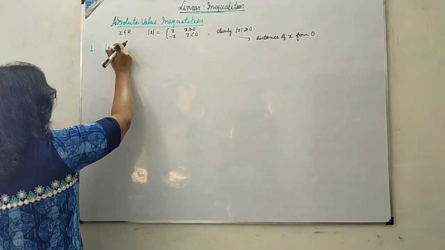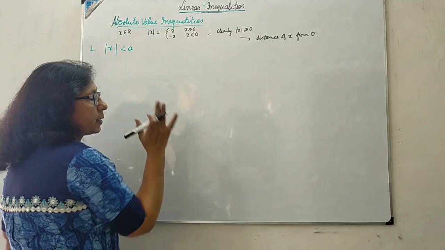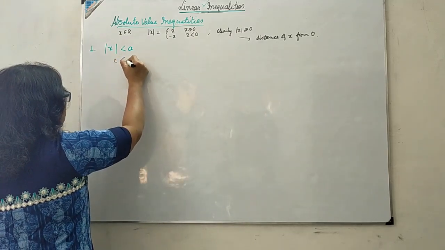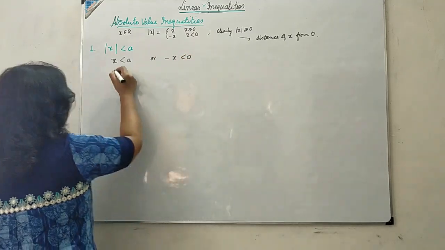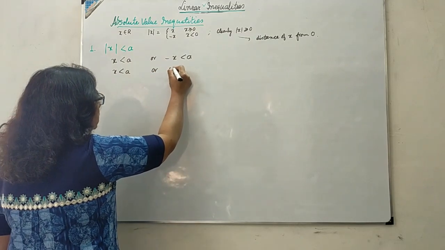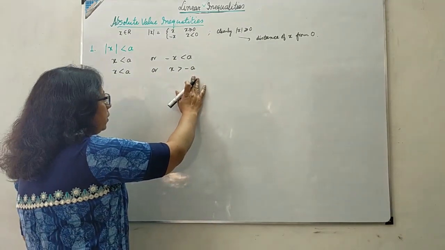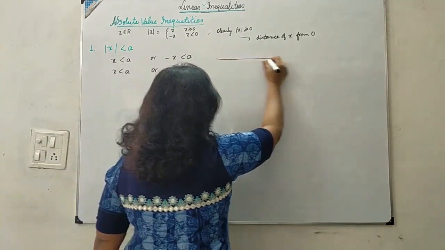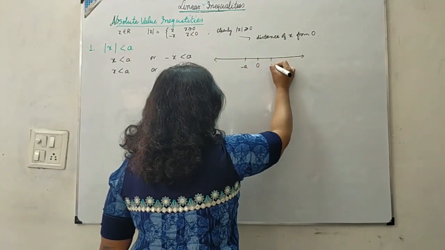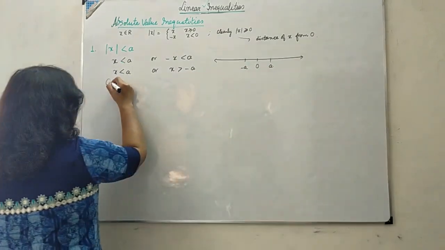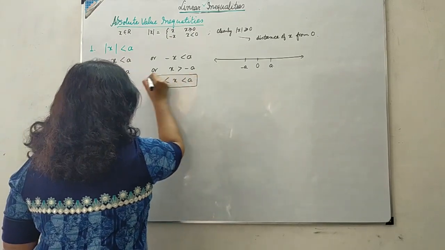The first one I will take is modulus x less than a. That means either x less than a or minus x less than a. In this case, x is less than a, or in this case, x is greater than minus a. If I multiply by minus, the sign will be changed. Now, to see on the number line, this is the origin, this is minus a, this is a. Combining these two, I can write x lies between minus a and a.